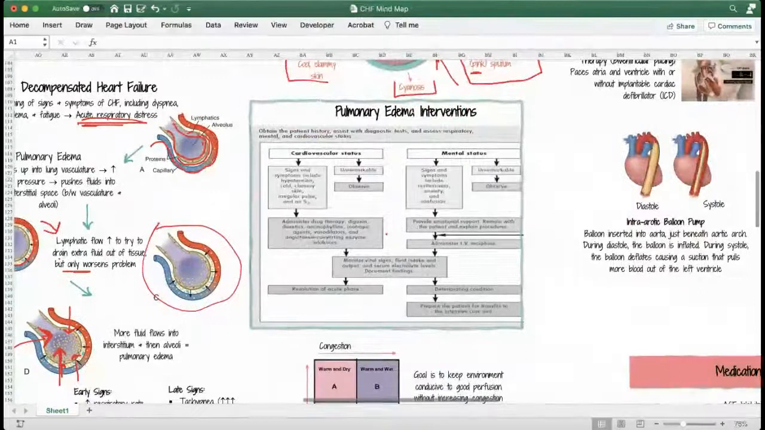If you guys have ever cared for anyone with heart failure, this is like second nature to you, right? I couldn't think of the word nature.